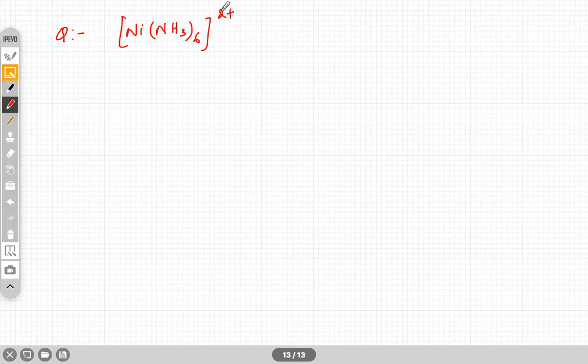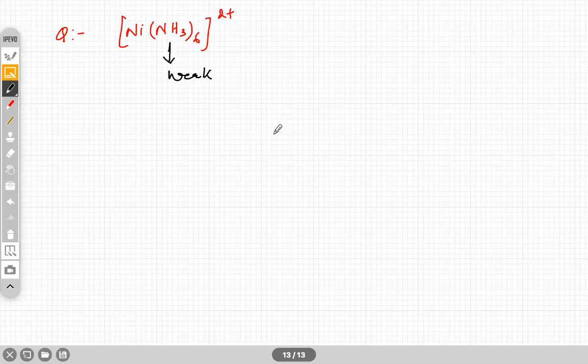sp3d2, yes, sp3d2 you are getting, octahedral complex. How many unpaired electrons are there? 2. 2 unpaired electrons, that's right. So you see there is no pairing of electrons. So here in this complex, NH3 is behaving as a weak field ligand, which usually does not happen. NH3 is usually a strong ligand, but here it is behaving as a weak ligand. So this example you must remember. I'll quickly write this down.